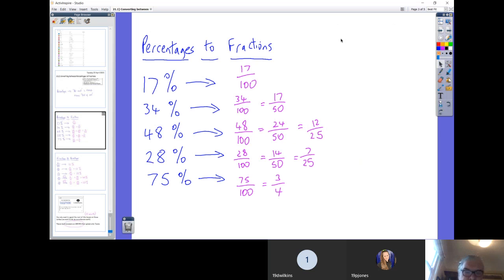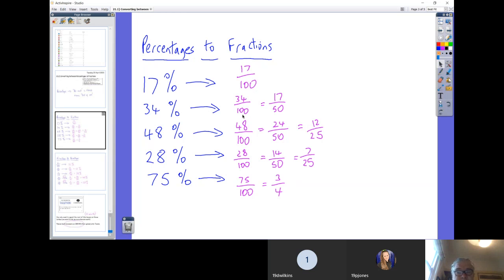If we're going from percentages to fractions, our starting point is just to turn them all into fractions out of 100. So 17% is obviously 17 out of 100, 34% is 34 out of 100, and so on. So 48 out of 100, 28 over 100, 75 out of 100. That's our starting point, just to get a fraction out of 100. And then we simplify them where we can, if the question requires you to do so. We can't simplify 17 out of 100 because 17 is a prime number, but we can the others.